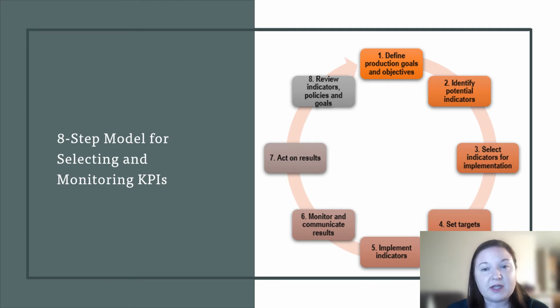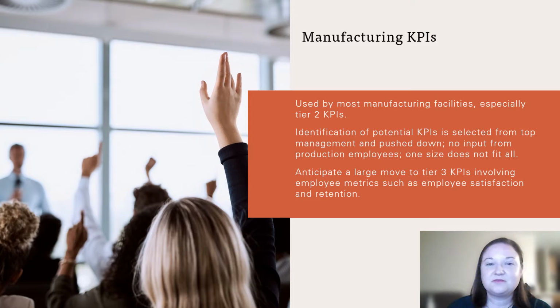This is going to be your most time-consuming step. Sixth, communicate and evaluate the results. And seventh, act on those results. You can either continue to monitor, you can course correct, or agree to new goals. Eighth, review the system, policies, and business objectives to set the stage for selecting new indicators.